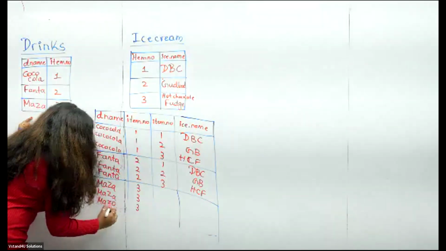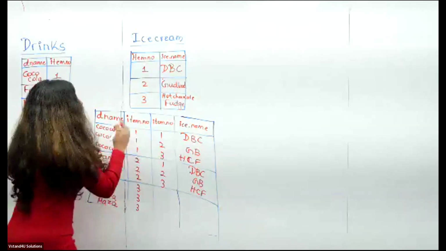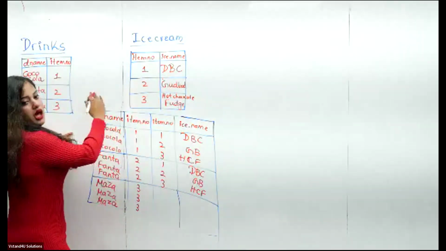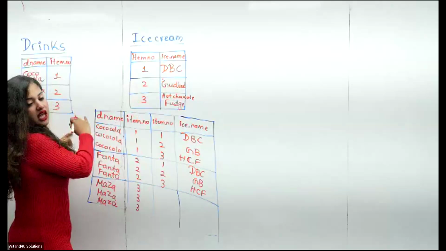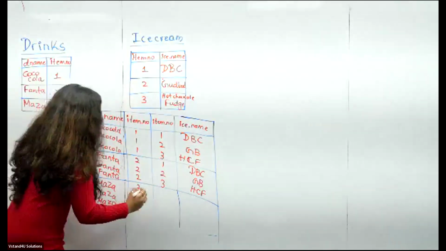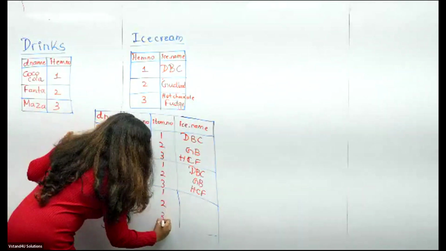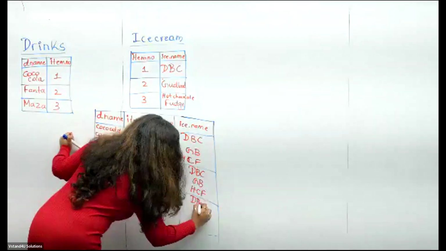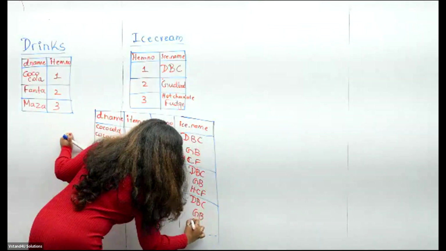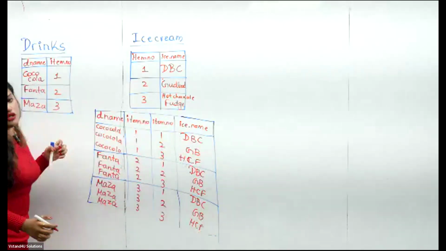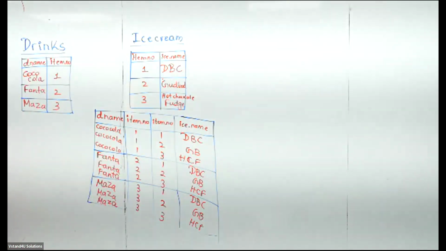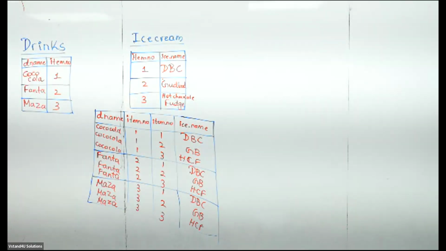Yes or no? So now this will be merged with the table which is present in the next one. So here it will be again 1, 2, 3. Correct. Now you understood? Yes or no? So the definition is clear.